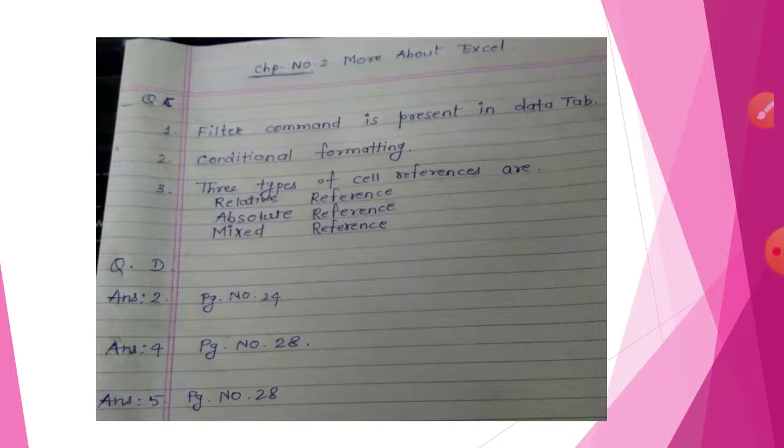Now this is your question number D. Only those questions you have to write down which I am explaining to you. Others, there is no need of those topics. Now question number D, we will start with the answers. Question number D, answer number 2. What is sorting? What are the two types of sorting? The answer of this is present on page number 24.